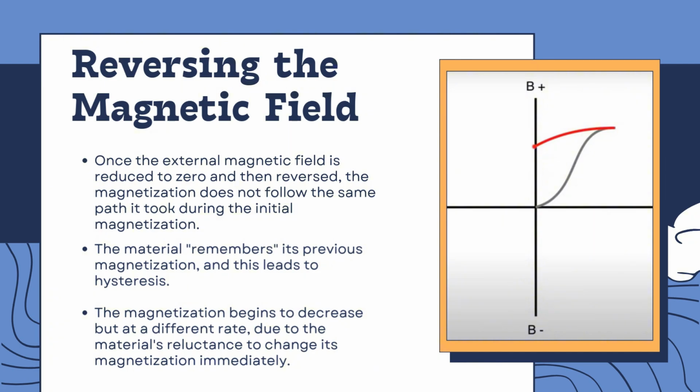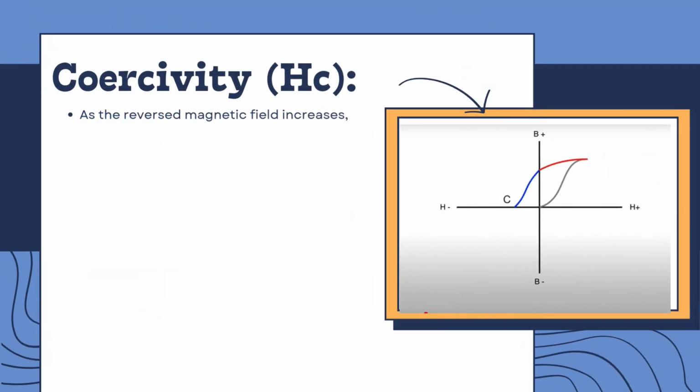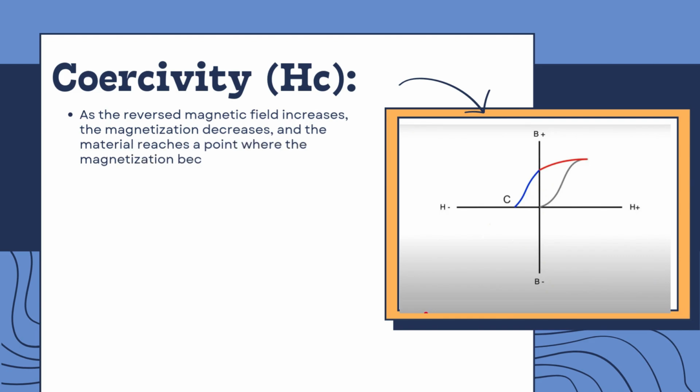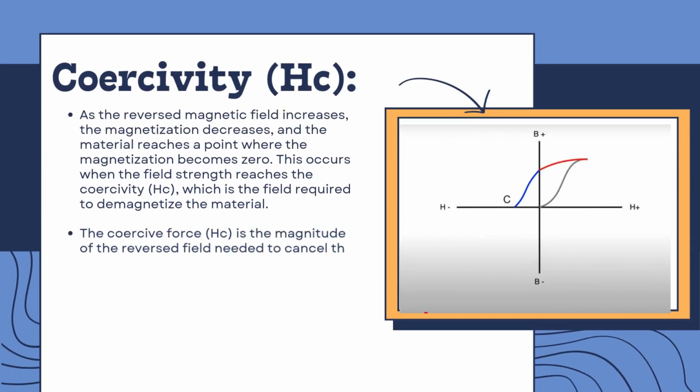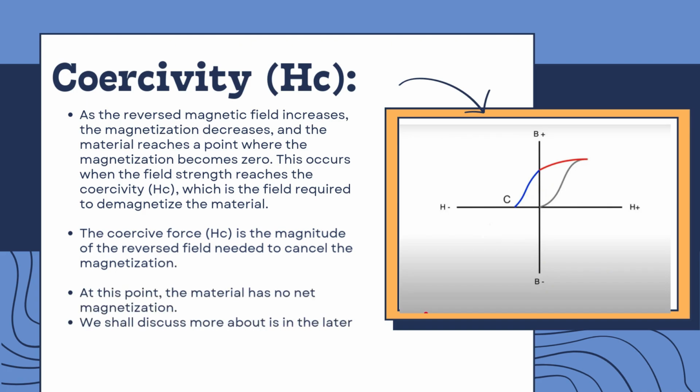The magnetization begins to decrease but at a different rate due to the material's reluctance to change its magnetization immediately. As the reverse magnetic field increases, the magnetization decreases and the material reaches a point where the magnetization becomes zero. This occurs when the field strength reaches the coercivity or coercive field, which is the field required to demagnetize the material. The coercive force is the magnitude of the reverse field needed to cancel the magnetization. At this point, the material has no net magnetization.